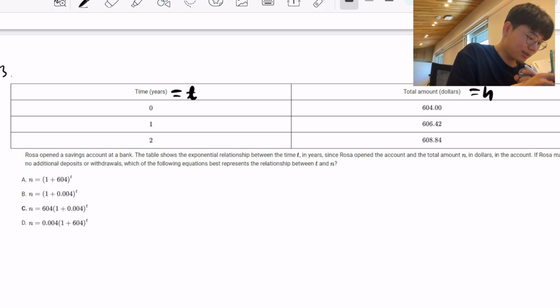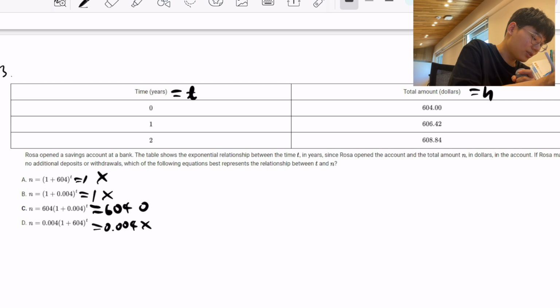Look at A first. t is 0, this is 1, it's not 604, rejected. Okay, 1 times 604 here, because the power of 0 does not apply to 604, and it's just 604 times 1, so it's 604. Okay, that's plausible. And then for the last one, plug 0 in, 604 plus 1 goes to 1, and that times 0.004 is just 0.004. It's not this one as well, so we can just get C here.